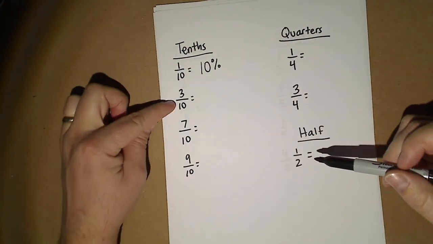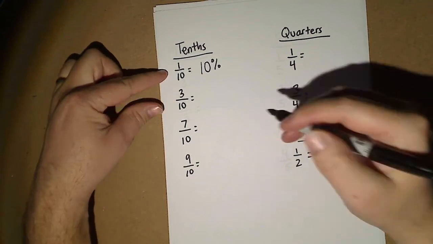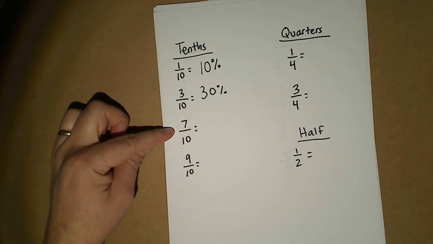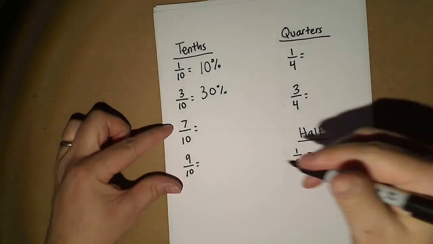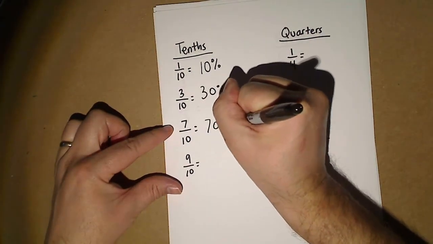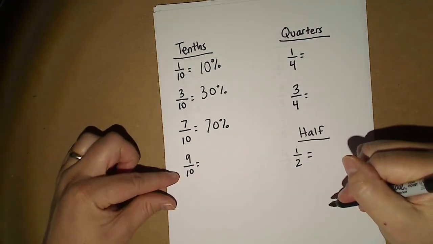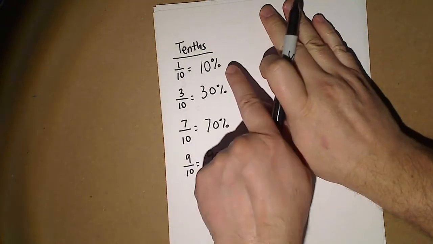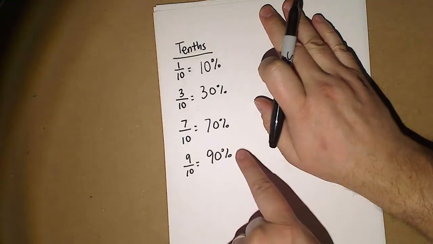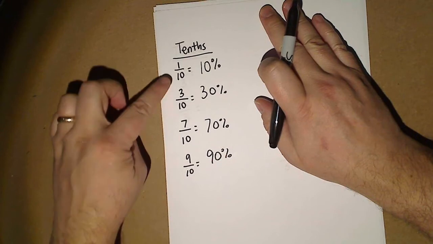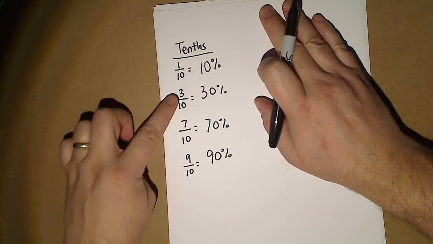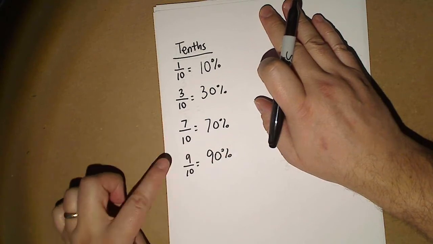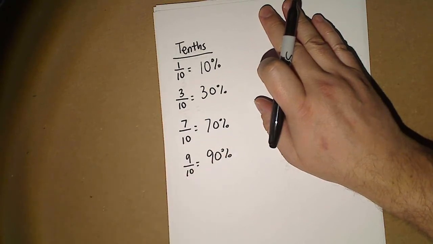Just think, 3/10. Well, that's 3 times as much as 10%. That's 30%. 7/10. That's 7 times as much as 10%. That's 70%. And 9/10. That's right, you guessed it, 90%. Again, for the tenths, look how simple this is. If it's over 10, we just take that number and put a 0 behind it. 3 with a 0 is 30%. 7 with a 0, 70%. 9 with a 0, 90%.